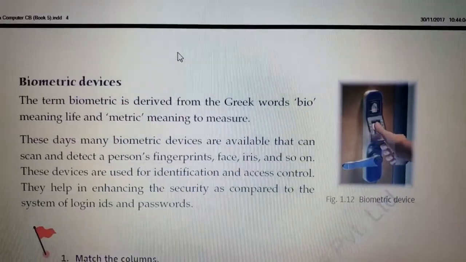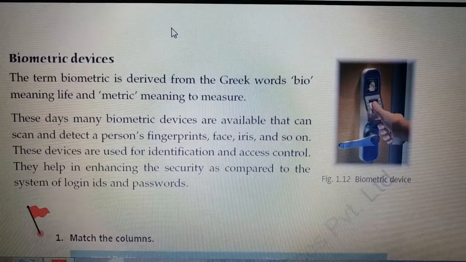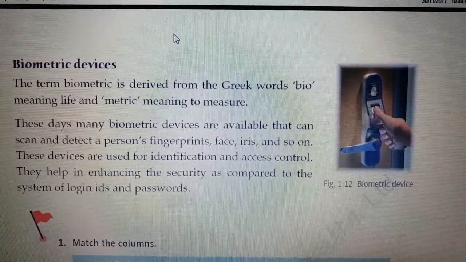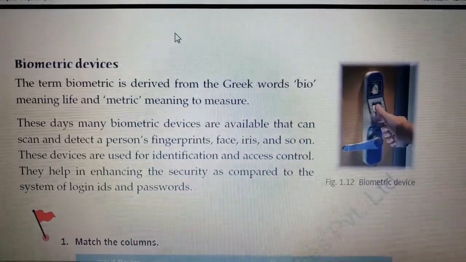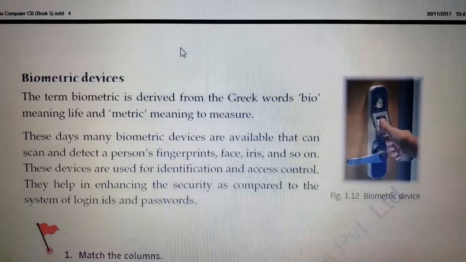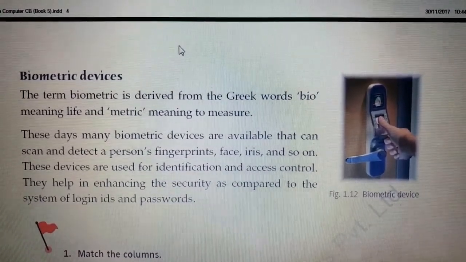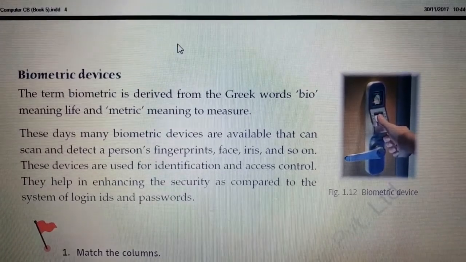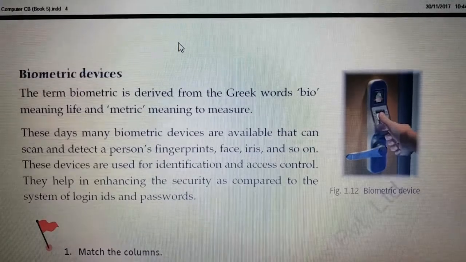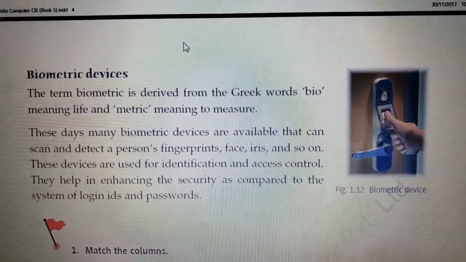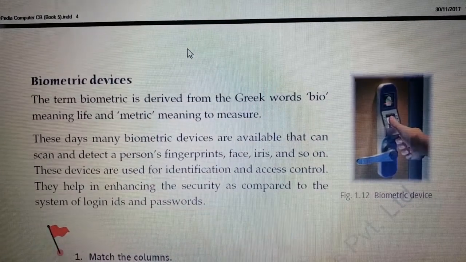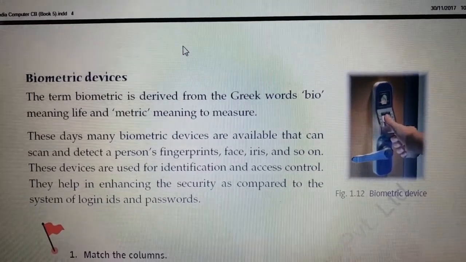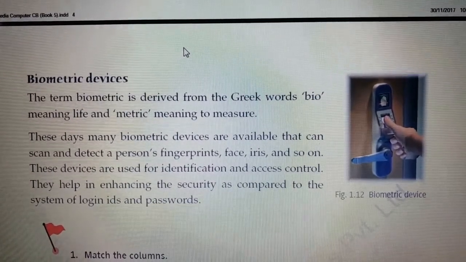Many laptops come with an inbuilt web camera. Biometric devices. The term biometric is derived from the Greek word bio meaning life and metric meaning to measure. These days, many biometric devices are available that can scan and detect a person's fingerprints, face, wrists, and so on. These devices are used for identification and access control. They help in enhancing security as compared to a system of login IDs and passwords.